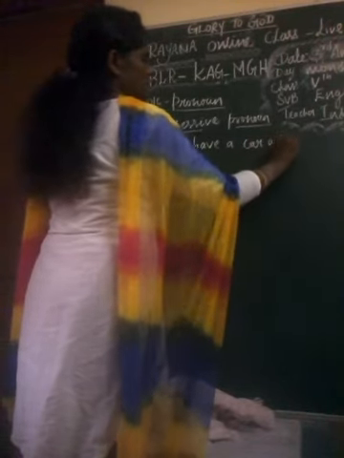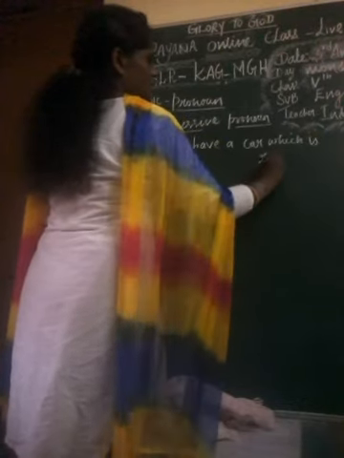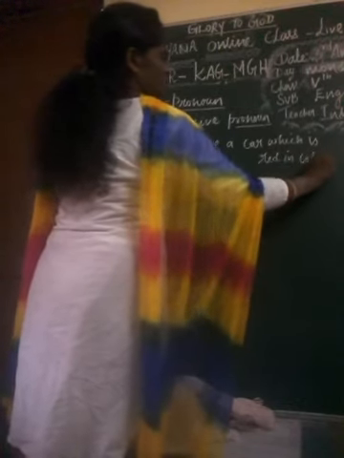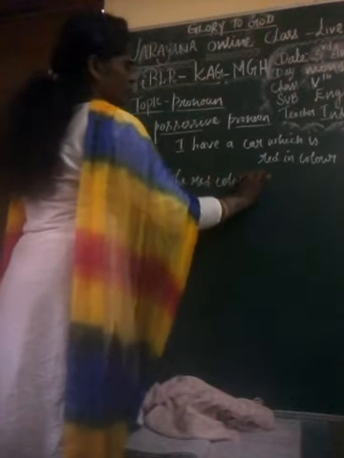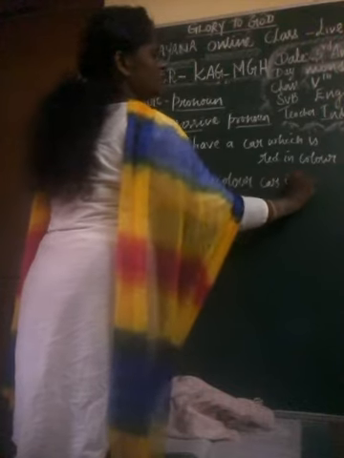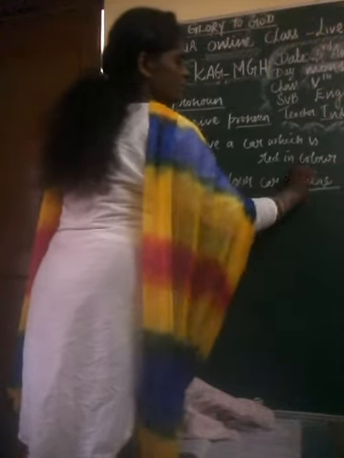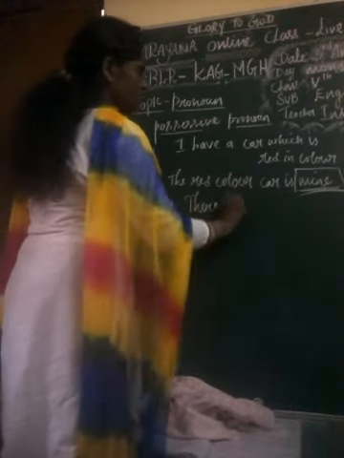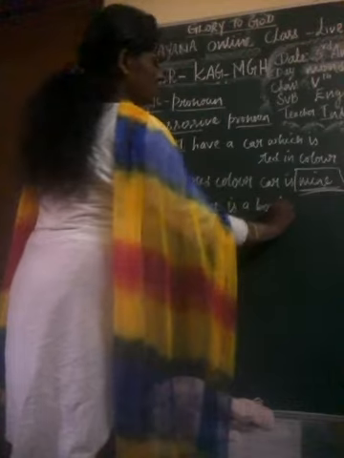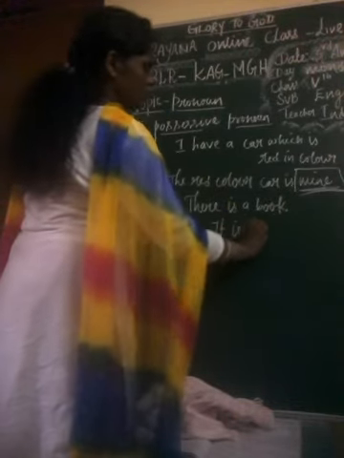I have a car which is red in color. Now I'm telling you, the red color car is mine. That's the possession. This is the possessive pronoun. Mine. There is a book. It's yours.